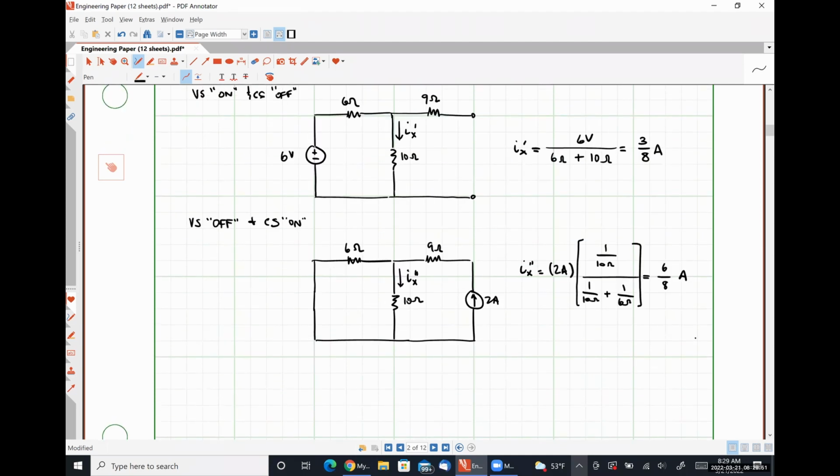And using these results, we find that Ix is equal to Ix prime plus Ix double prime, which is 9/8 of an amp. So we get the exact same result as we got in our previous analysis, despite the fact that we're analyzing the circuit only with one source on at a time. So this guy absolutely obeys the principle of additivity.